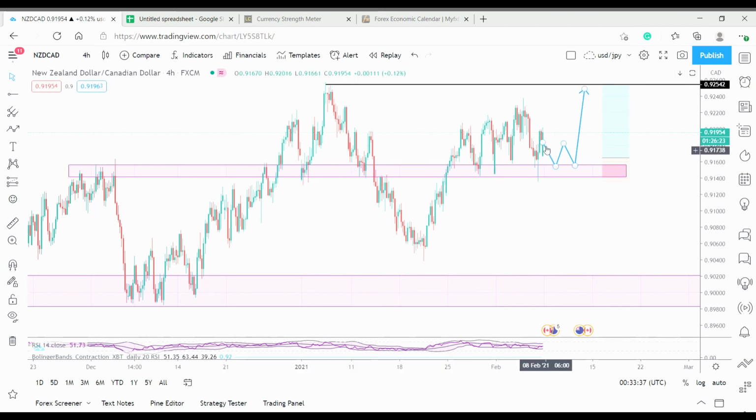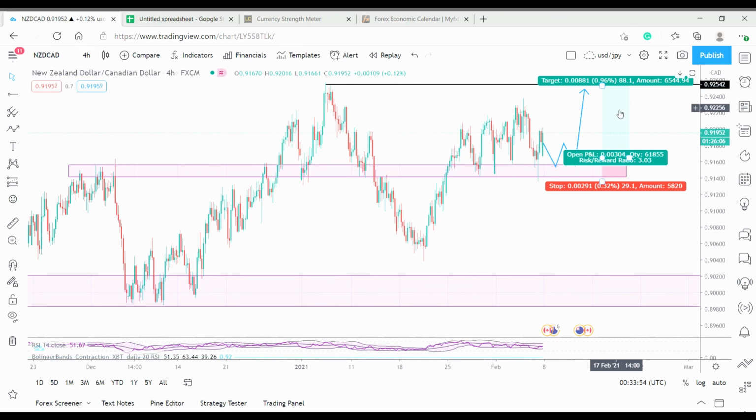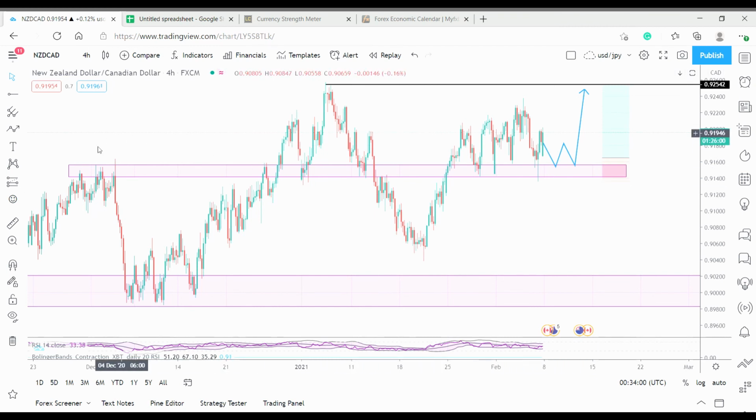What I would like to see is this pair coming back and finding rejections again and giving us a confirmation setup for a long position, with the target being this highest level reached before here. So yeah, that should be what we'll be looking for in NZD Canadian dollar as well. So that's basically the pairs that I've been looking at, and it's not much, but at least that's what I'm looking at for the next couple days.